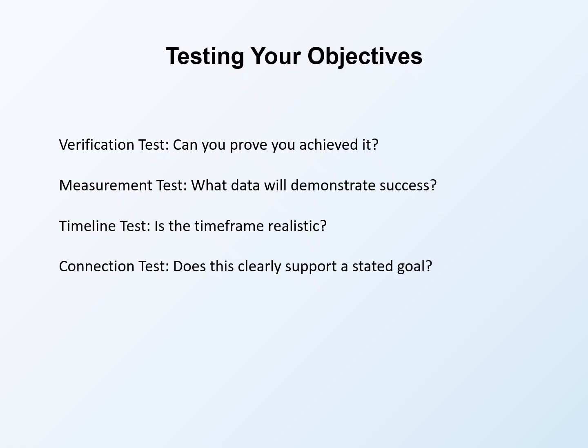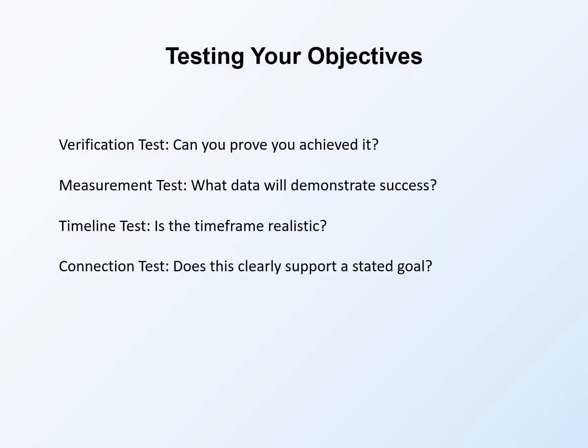Testing your objectives ensures they are properly constructed. The verification test asks whether you can prove you achieved it. At project end, will you be able to definitively say you did or did not accomplish this objective? If verification is unclear, revise. The measurement test asks what data will demonstrate success. If you cannot identify the data source and measurement method, the objective may not be truly measurable.